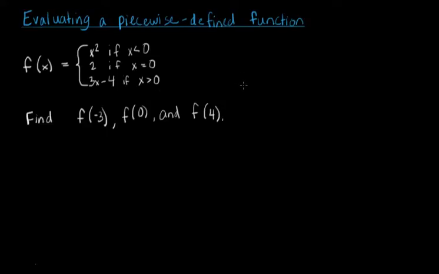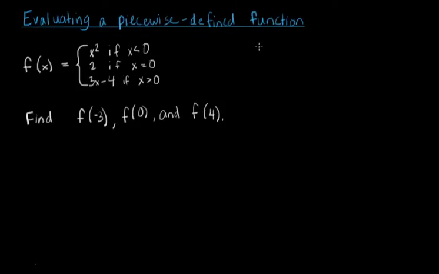So what this means is that we have to first filter the input by which category the input falls into. If x is less than 0, then we do x squared. If x is equal to 0, then it's 2. If x is greater than 0, then it's 3x minus 4. And so when we want to evaluate a piecewise defined function, the first thing you need to do is filter your x value. See where your x value falls in this list. Whichever place it falls into, that's the operation that you do in order to determine the function value. So let's go ahead and get started.